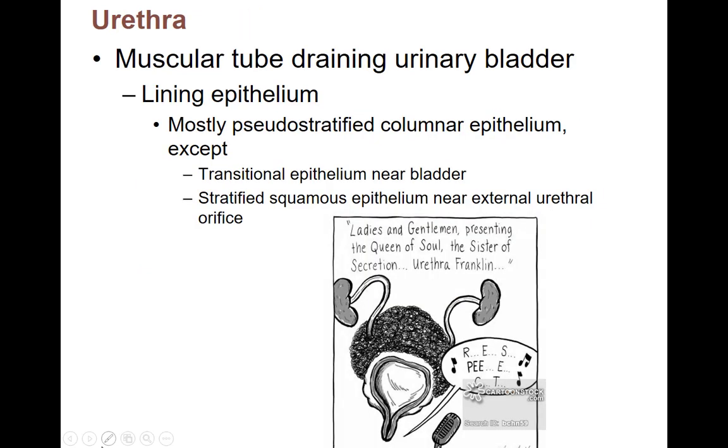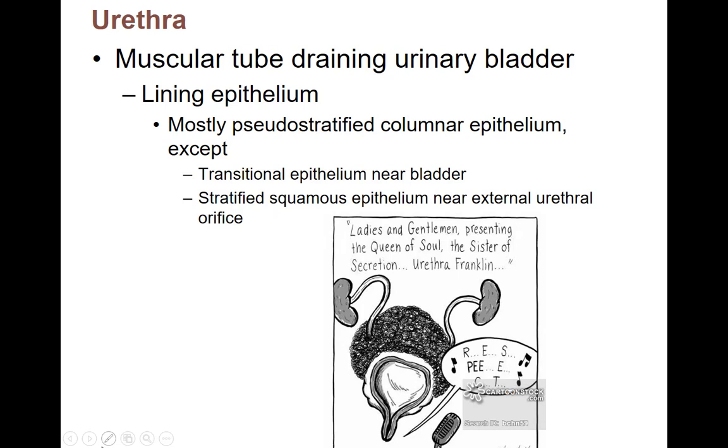Now, the urethra, to get urine out of the body, is just a muscular tube that drains the urinary bladder. It's lined with pseudostratified columnar epithelium, or the mucosal lining. However, there are a little bit of differences. It's mostly pseudostratified columnar epithelium.